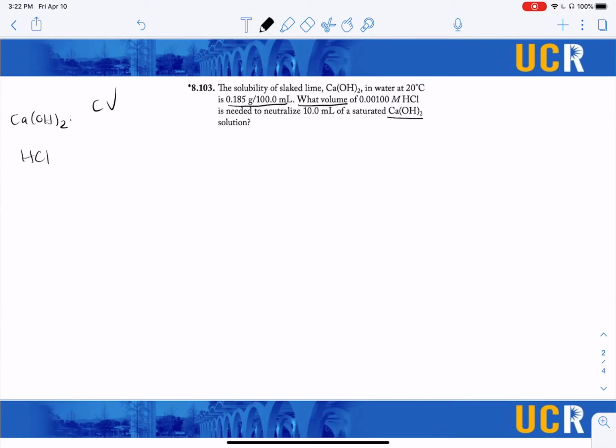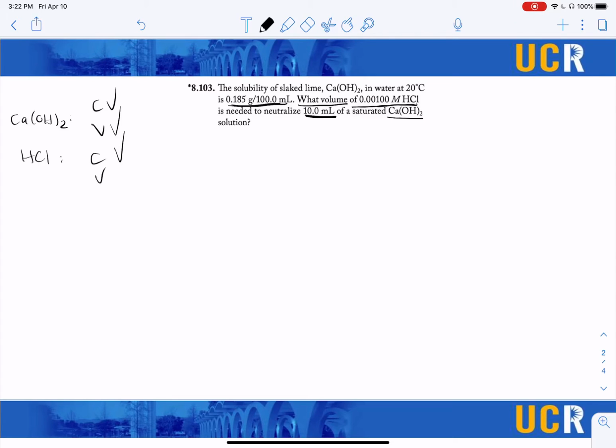And then we also have the volume of Ca(OH)2, right here, the 10. So the volume, check. And then for HCl, the concentration, right here, we have that too.